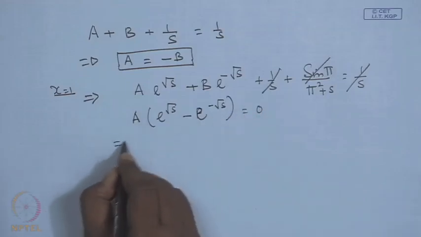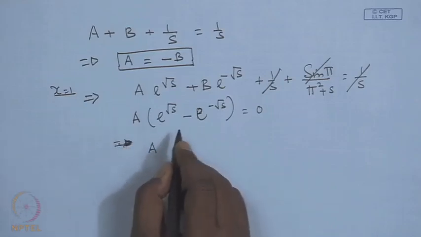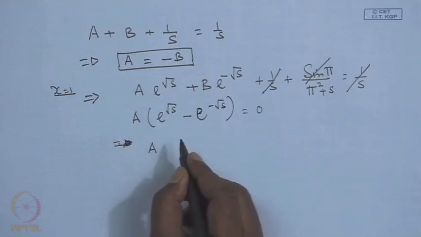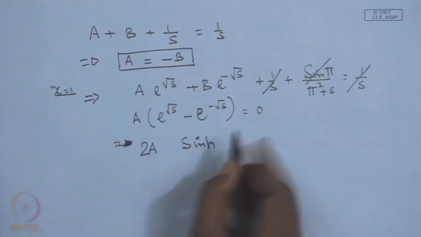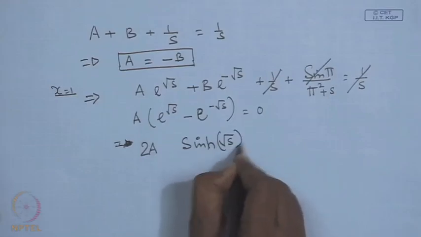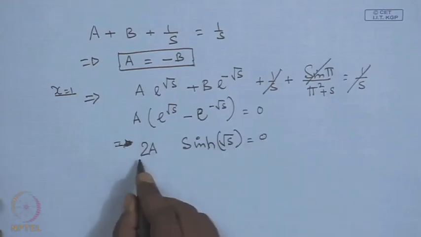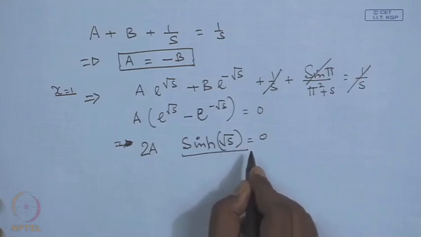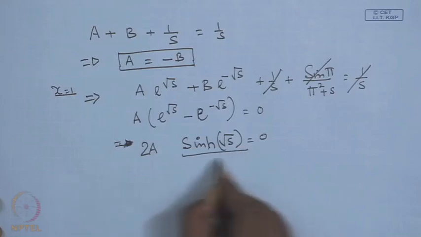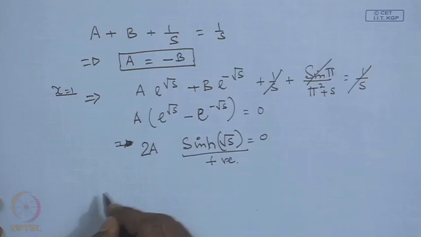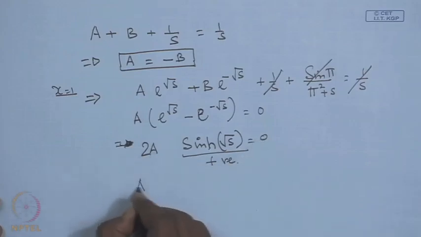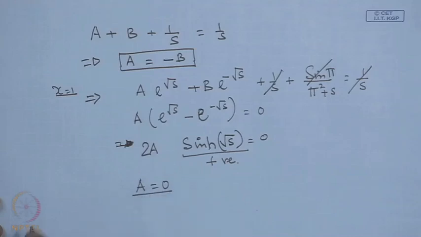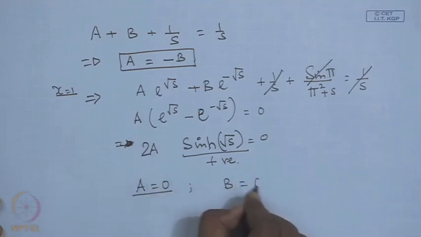Therefore, this is a sine hyperbolic problem. So, 2a times sinh root over s is equal to 0. Now, 2 is not equal to 0, and sinh root over s is always positive. So, in order to hold this equation, a has to be equal to 0. If a is equal to 0, then b has to be equal to 0.